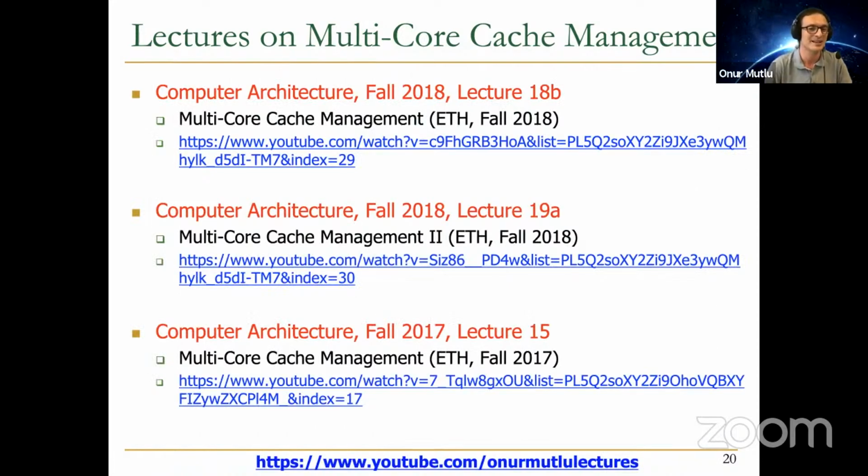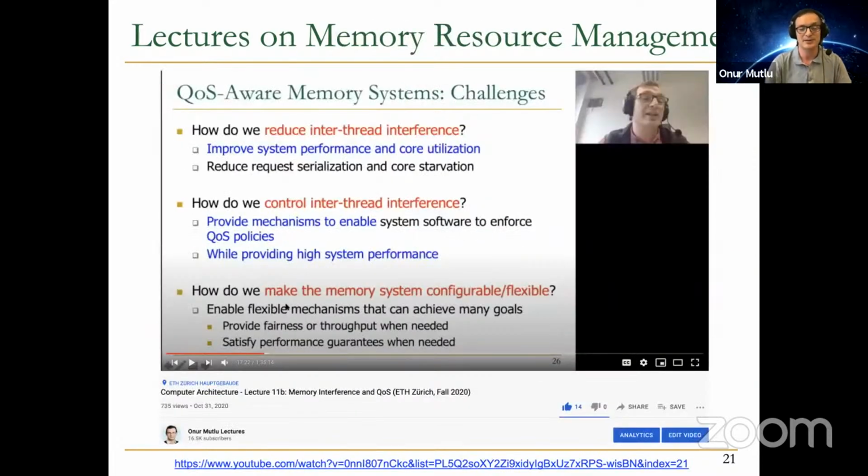Again, we're not going to talk about that now, but there's a rich body of knowledge as well as research going on in all of these areas. And I'd recommend you take a look at them if you're interested. And these are all issues that industry is tackling as well, like quality of service aware memory systems.